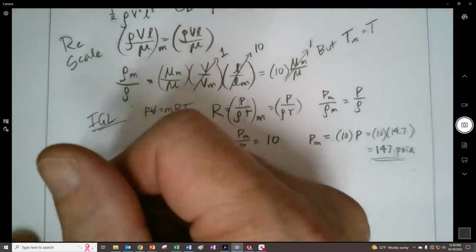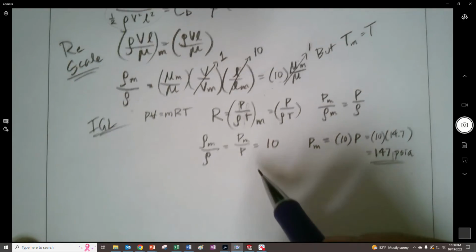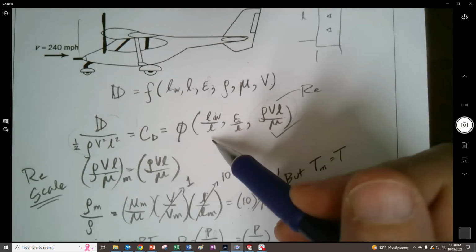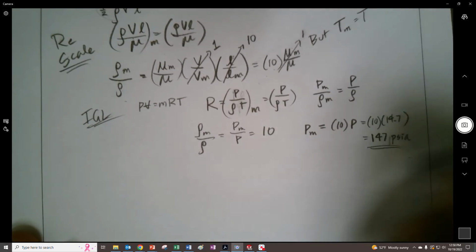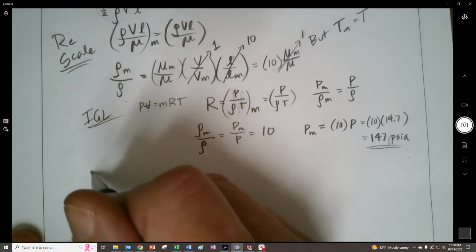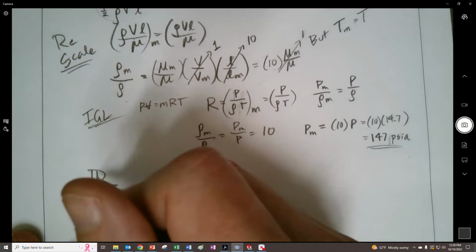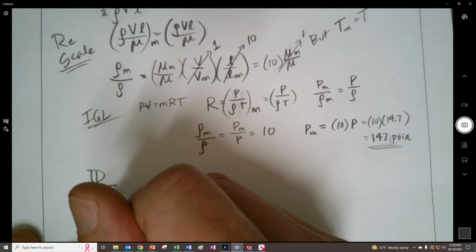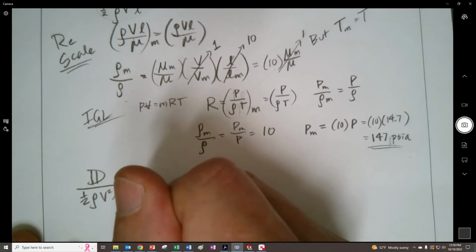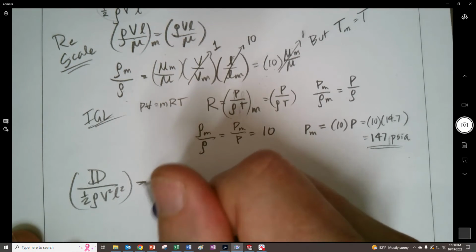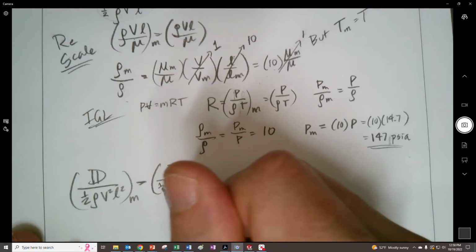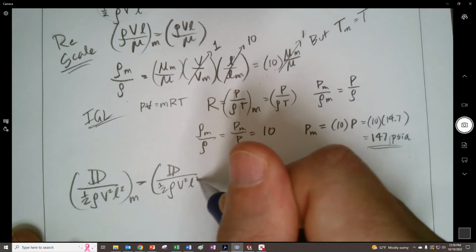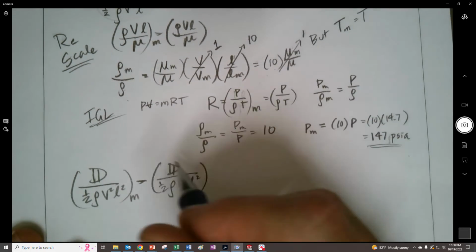Now, once this is satisfied, with the Reynolds number scale satisfied, right up here, and we'll assume this proportionality is going to be satisfied. It's a scale model, so it must be equal to 1. We could then say that the drag will be 1/2 rho v squared L squared, and that's of the model, is going to be now the drag 1/2 rho v squared L squared of the real thing.